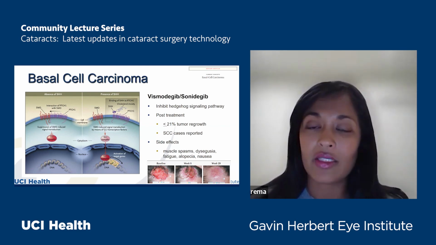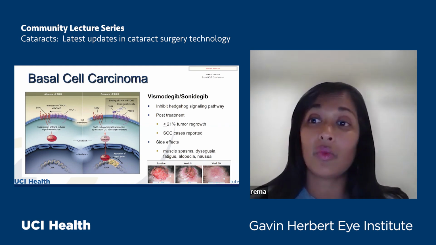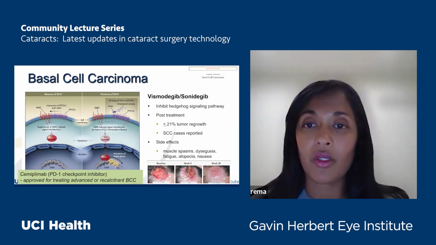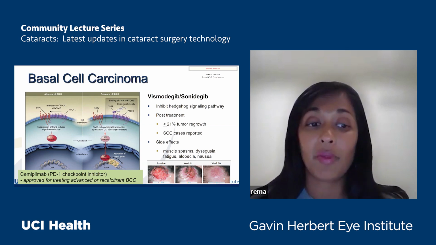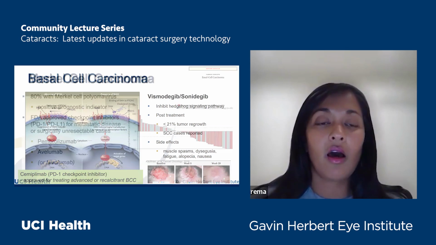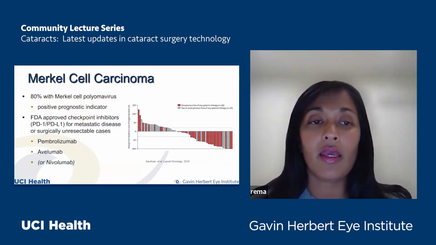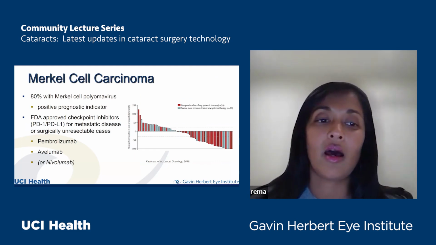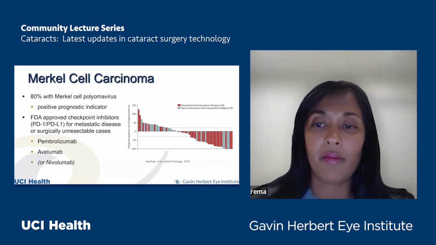One thing to be aware of is that there is an increased risk of developing secondary cancers, specifically squamous cell, so surveillance is important. Those patients that don't do well with vismodegib and sonidegib can be placed on cemiplimab, which is that PD-1 checkpoint inhibitor. And for Merkel cell, really the PD-1, PD-L1 checkpoint inhibitors have changed the landscape for these traditionally very poor prognosis cancers, specifically pembrolizumab and avelumab.